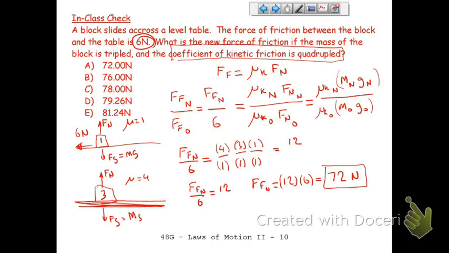Because you make slips like that, where you get 12 and you're forgetting that that's not the answer. The answer is, what is the new force of friction? Not what's the ratio, but you began by working out the ratio.